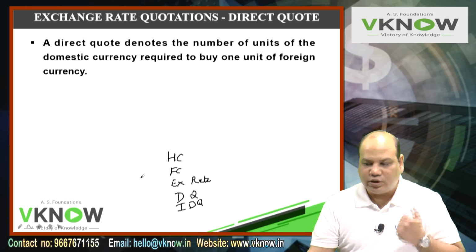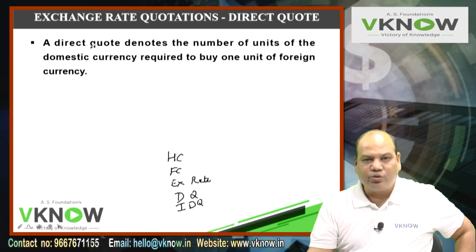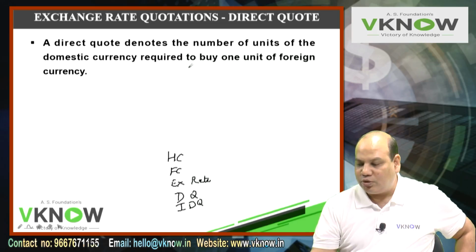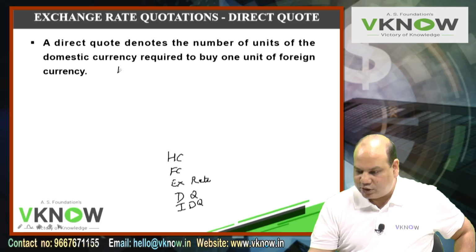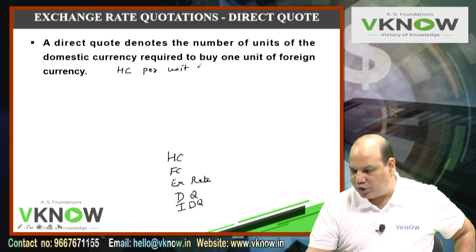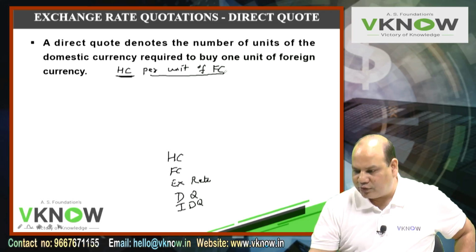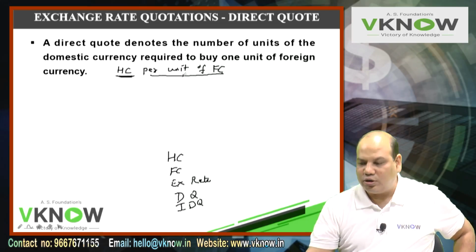But you should know what is a direct quote. A direct quote denotes the number of units of the domestic currency required to buy 1 unit of foreign currency. So we will say in simple terms, home currency per unit of foreign currency. Number of units of home currency required per unit of foreign currency is called direct quote.